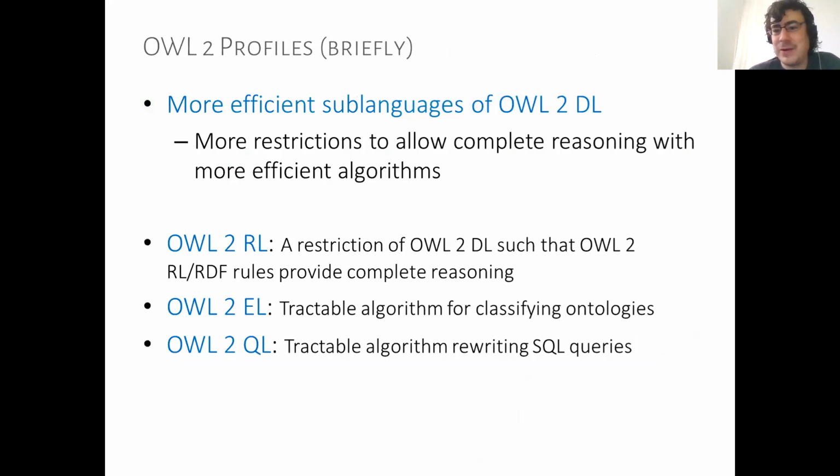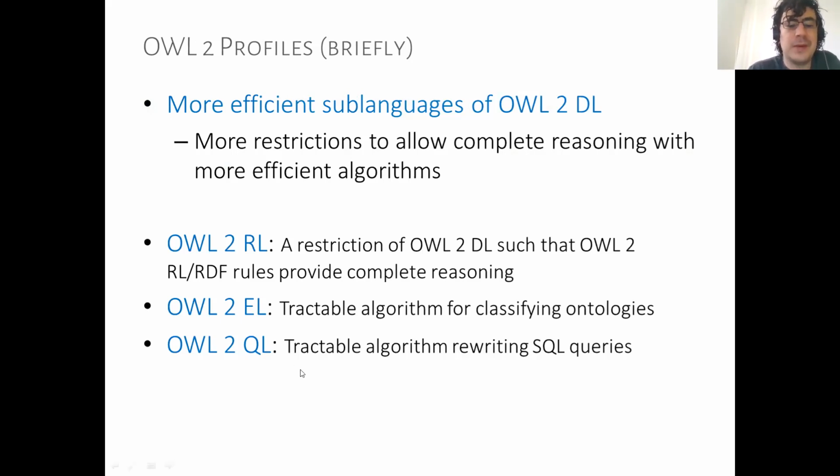So how do people get around this? There are some other sub-languages of OWL 2 DL that don't allow you to define as much, but that are more efficient for reasoning, that provide some sort of notion of tractable or polynomial time reasoning. And these are OWL 2 RL, which is the restriction of OWL 2 DL such that the rules that we saw previously are complete. OWL 2 EL, which is a tractable algorithm just for classifying ontologies, saying what classes are subclasses of what other classes and classifying instances and so forth.